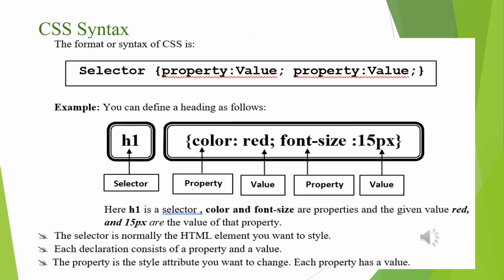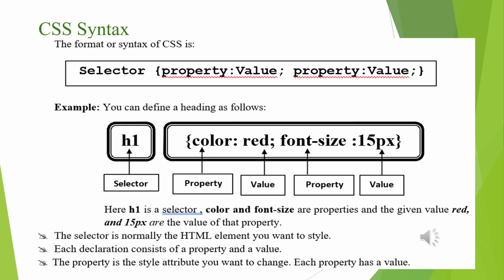Now, CSS syntax. The format or syntax of CSS is selector, within the curly bracket, property colon value. If you are adding more properties and values, we separate them by using a semicolon. Here, for example, we are seeing a selector for heading. So h1 { color: red; font-size: 15px; }. It means we are giving the red color to the heading and the font size of the heading is 15 pixel. We are fixing. So the selector is normally the HTML element you want to style.